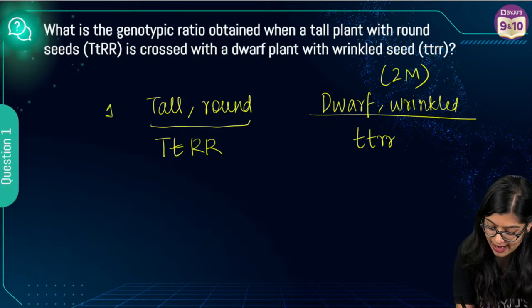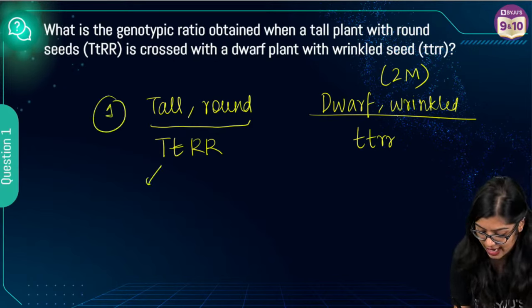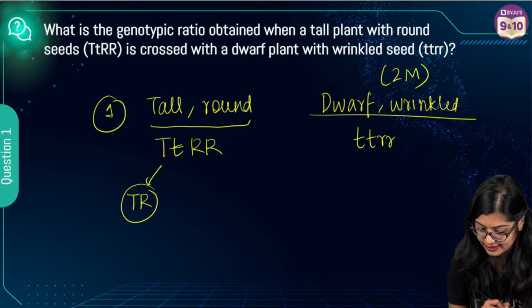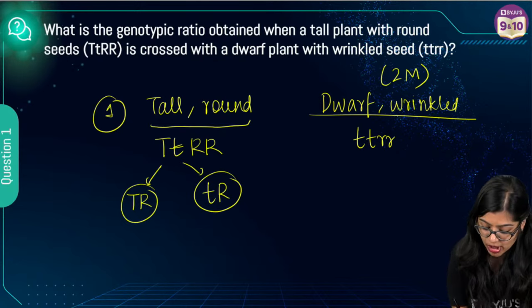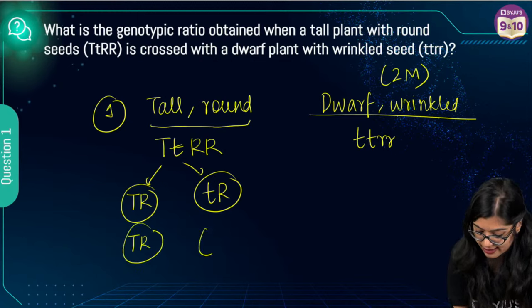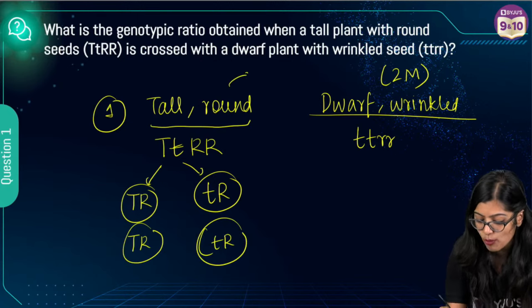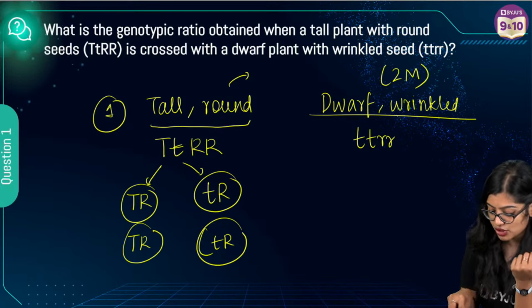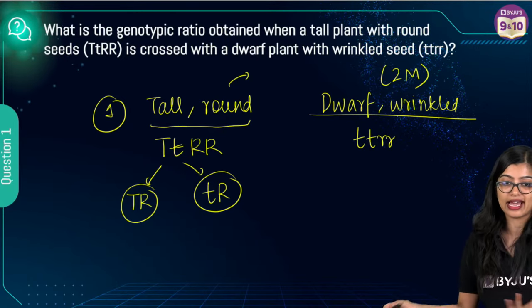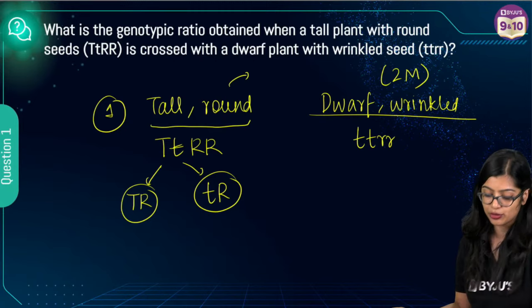Okay, so for parent one, you have two combinations, right? You can get one like this or another of this combination, because the other will be like this and the second one, because your round is homozygous. Round is homozygous in nature. So these are your gametes, which means I can just consider these two only. They are the only two possible gametes you are going to get.